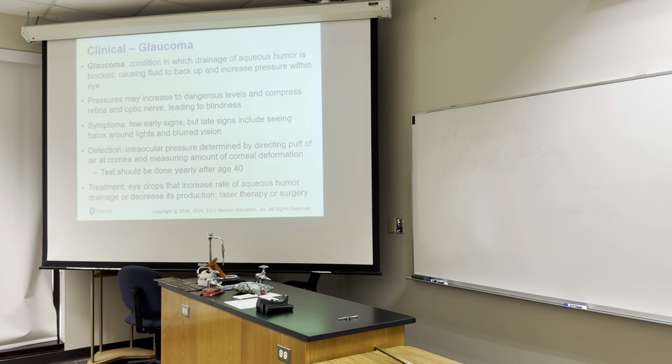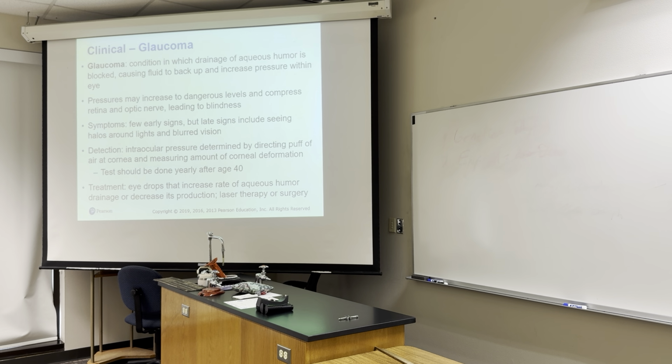Okay. Have you ever heard of glaucoma? What is glaucoma? What happens during glaucoma? So we know that you have continuous circulation of what fluid? What is the name of that fluid? Aqueous humor. What if that aqueous humor is not circulating properly? Instead it starts building up and creating pressure. That is when you will have glaucoma. It is a condition in which drainage of the aqueous humor is blocked, causing the fluid to back up and increase pressure within the eye. Pressure may increase to a dangerous level and compress the retina and optic nerve, leading to blindness.